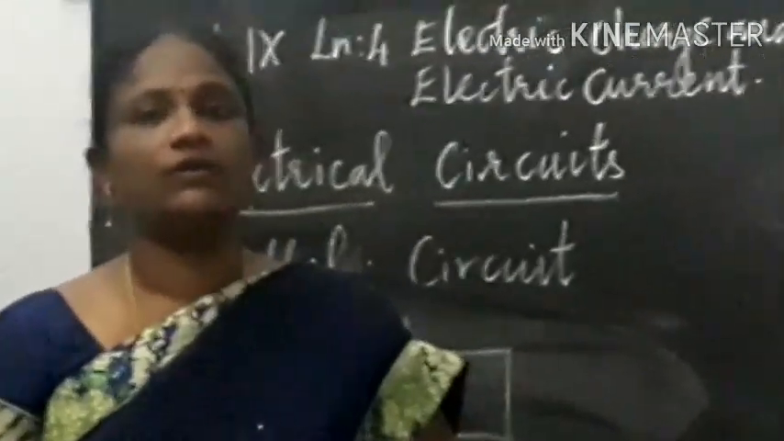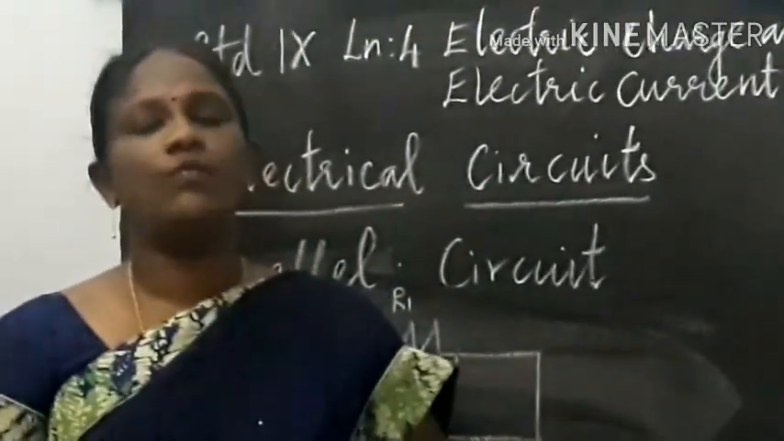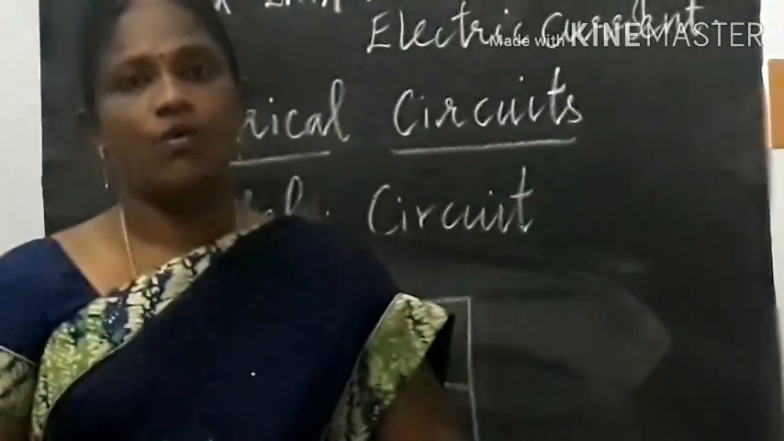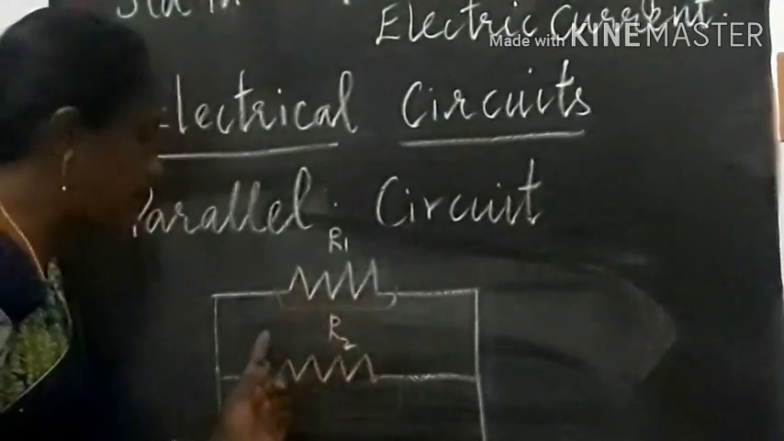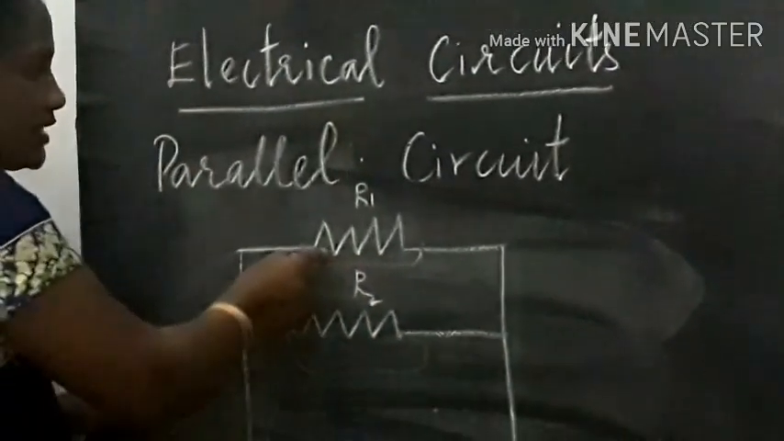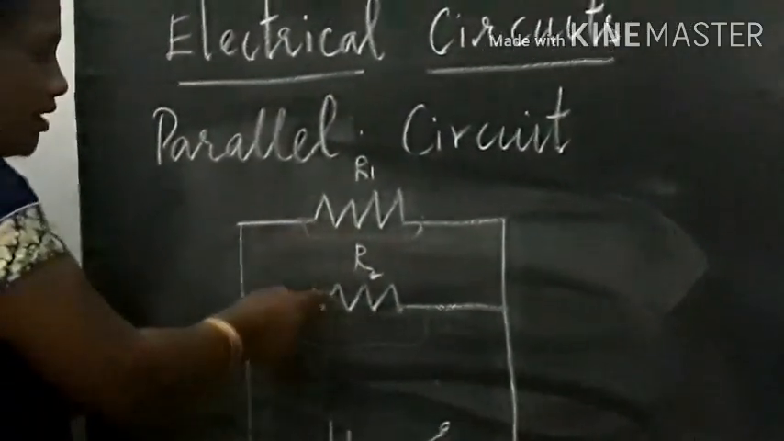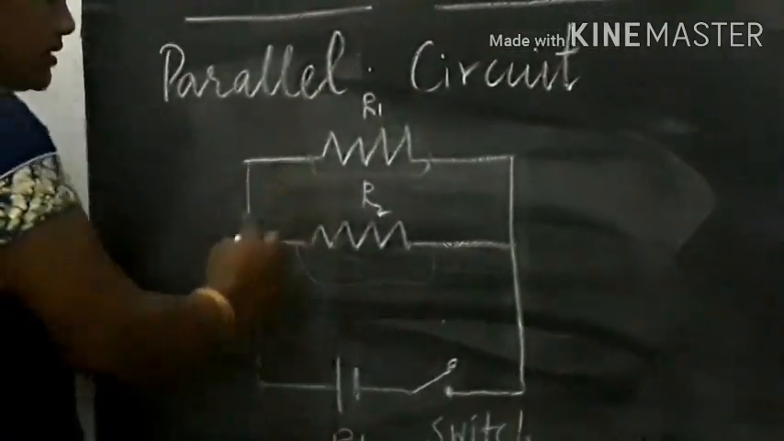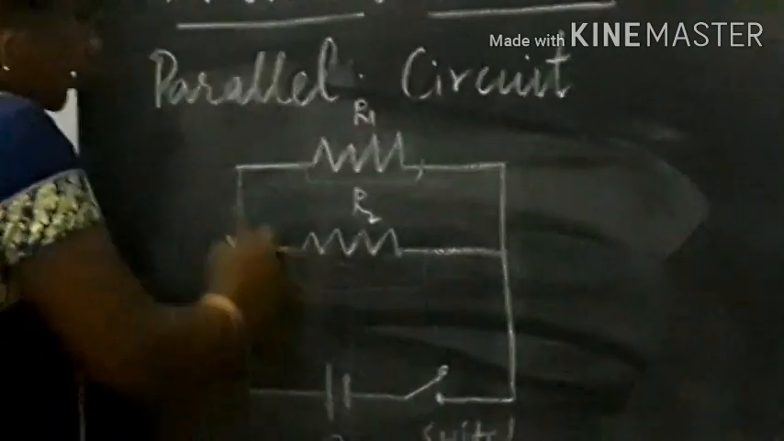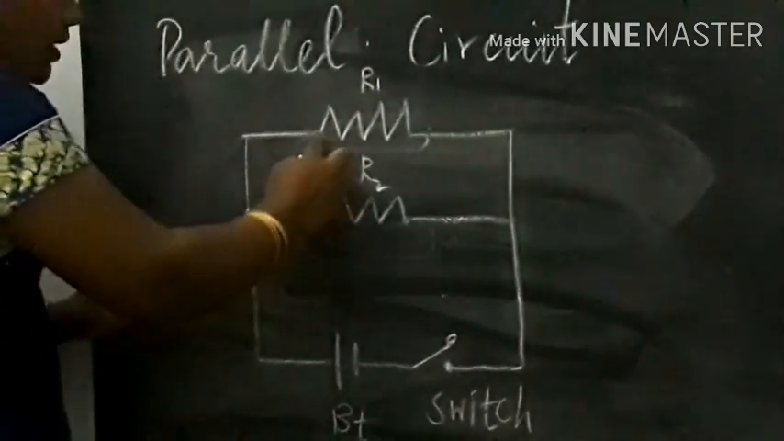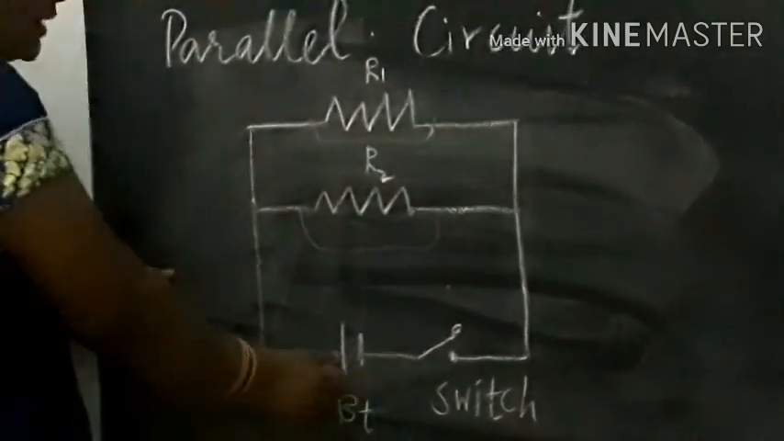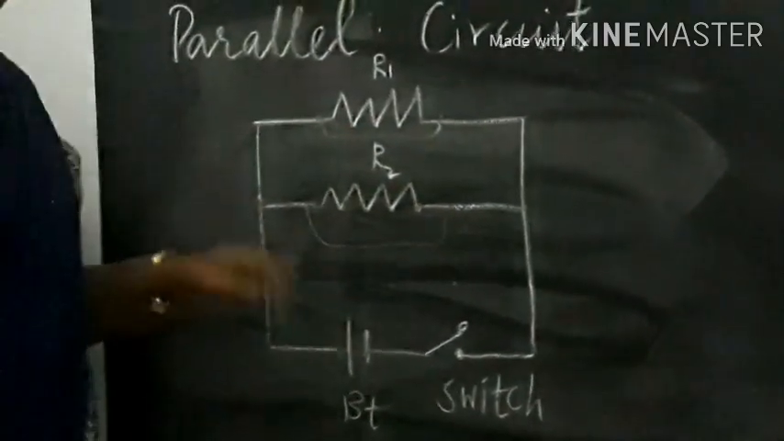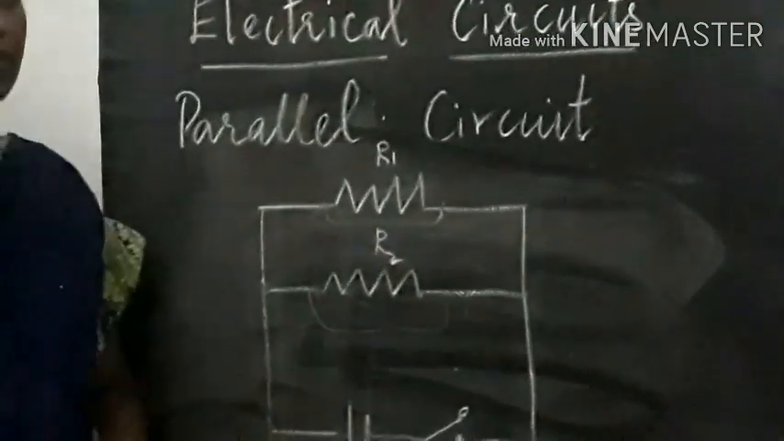The parallel circuit. In parallel circuit, the components are connected to the main source in two or more loops. So this is a parallel circuit. So we are connecting two components R1 and R2 to the main source, and there are two loops. So here is one loop connected here, and also this load has another one loop to the main source. So there will be multiple branches in a parallel circuit.